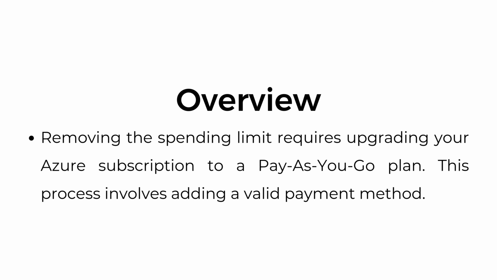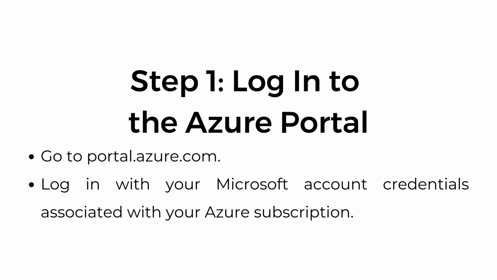Overview. Removing the spending limit requires upgrading your Azure subscription to a pay-as-you-go plan. This process involves adding a valid payment method. Step 1. Log in to the Azure portal. Go to portal.azure.com. Log in with your Microsoft account credentials associated with your Azure subscription.